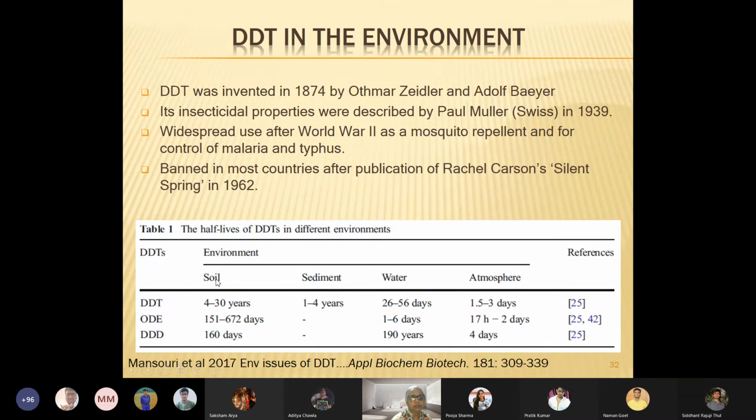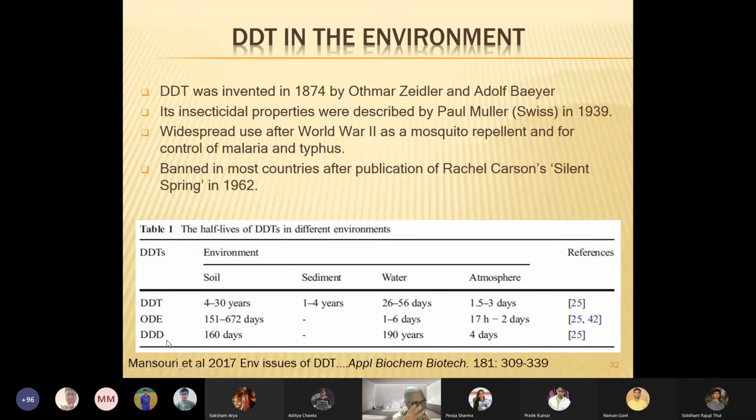Okay, so in different parts of the environment, soil, sediment, water, and the atmosphere. The parent compound in soil has 4 to 30 years, in sediment 1 to 4 years, in water it's 26 to 56 days, and in the atmosphere just a few days, 1.5 to 3 days.